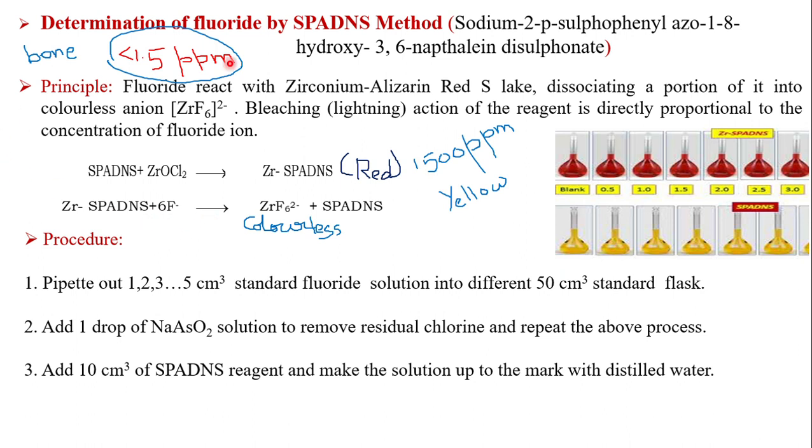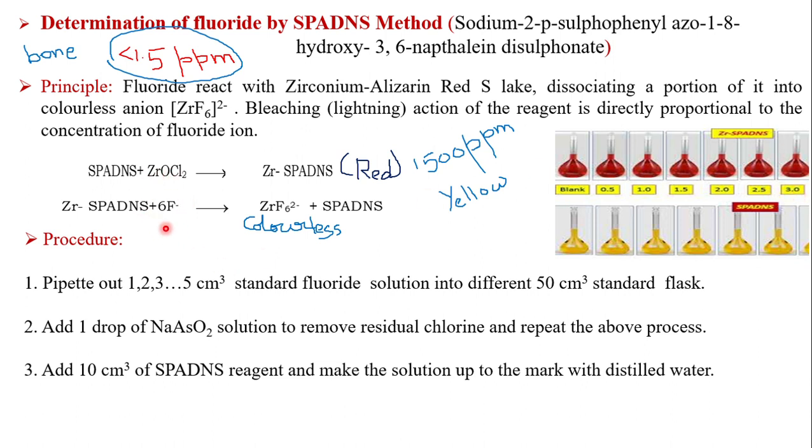So I'll give the summary of the principle. Initially, individual reagents SPADNS and zirconyl chloride are mixed in a specific quantity. A known quantity of concentrated HCl is added so that it becomes a red color solution. So that is taken in a different flask like this. Later, to each of these, a known concentration of fluoride solution will be added, like 0.5, 1.0, 1.5 ppm, 2 ppm, 3 ppm, like that.